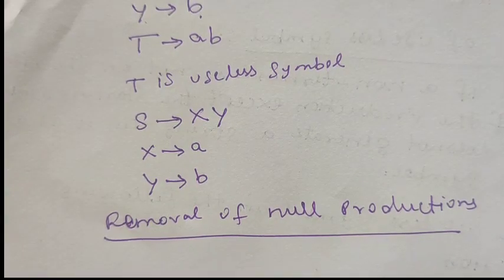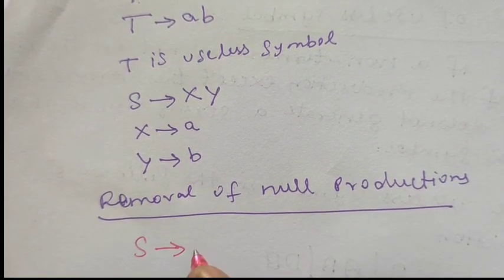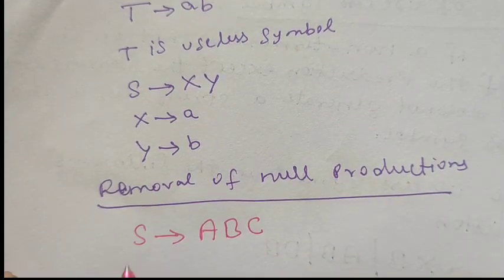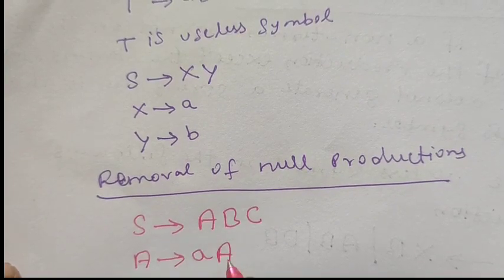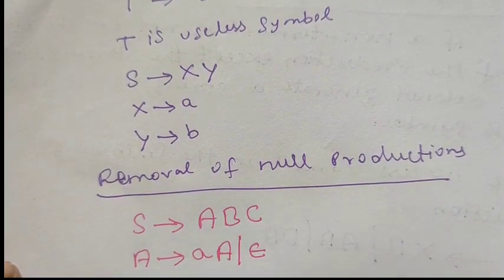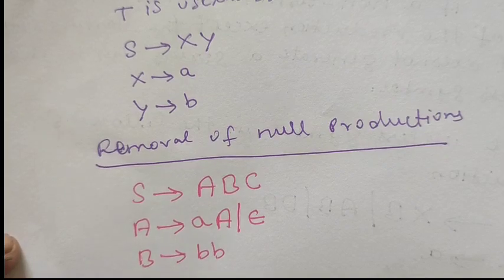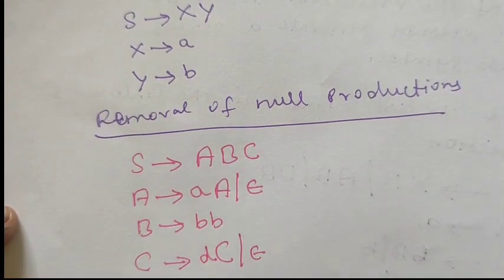Let us assume that I have a production S tends to ABC, and A tends to small a, capital A, and epsilon, and B tends to BB, and C tends to D, small d, and capital C, bar epsilon.